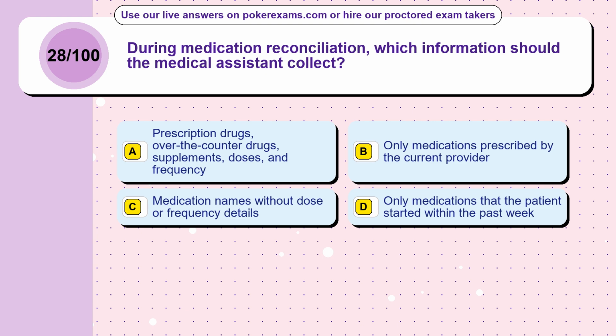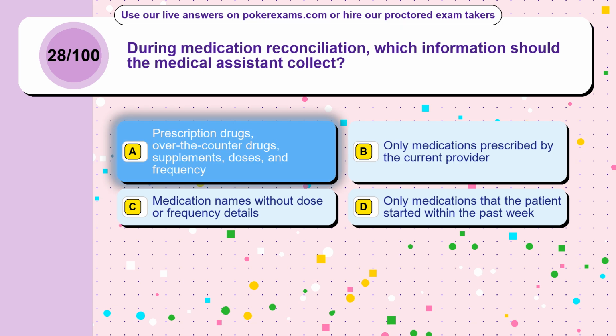Question 28. During medication reconciliation, which information should the medical assistant collect? Option A, prescription drugs, over-the-counter drugs, supplements, doses, and frequency. Option B, only medications prescribed by the current provider. Option C, medication names without dose or frequency details. Option D, only medications that the patient started within the past week.